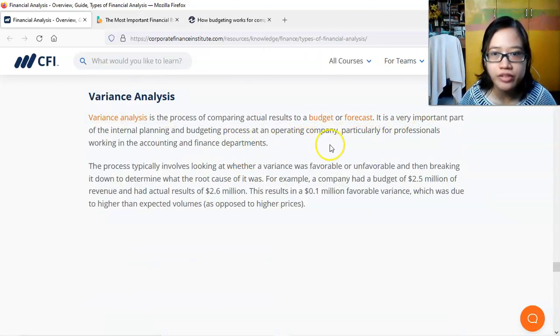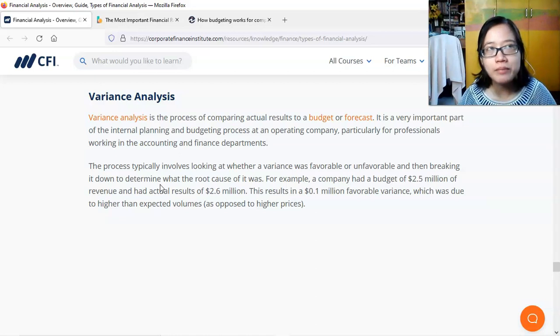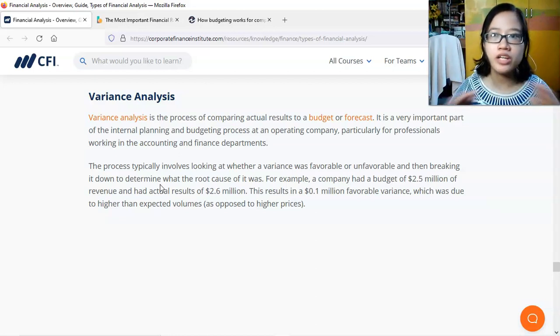Yan. Operating company, particularly for professionals working in the accounting and finance departments. Okay. Wala namang kaso, di ba, you have your budget, tapos you have your actual. Kapag hindi naman nagkakalayo, wala masyadong problema doon. Binibigyan lang ng attention ng accounting and finance and ng management kapag yung isang particular item is masyadong malaki yung difference niya, yung budgeted sa actual.